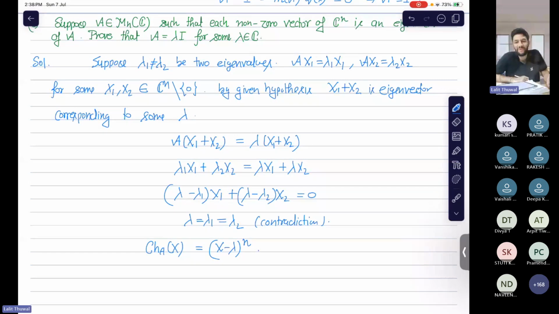Okay, can any one of you solve further? Can you prove that A is equal to lambda I, based on what you have learned about diagonalizability in the last 2 days? You can use some theorem about diagonalizability which relates to eigenvectors.